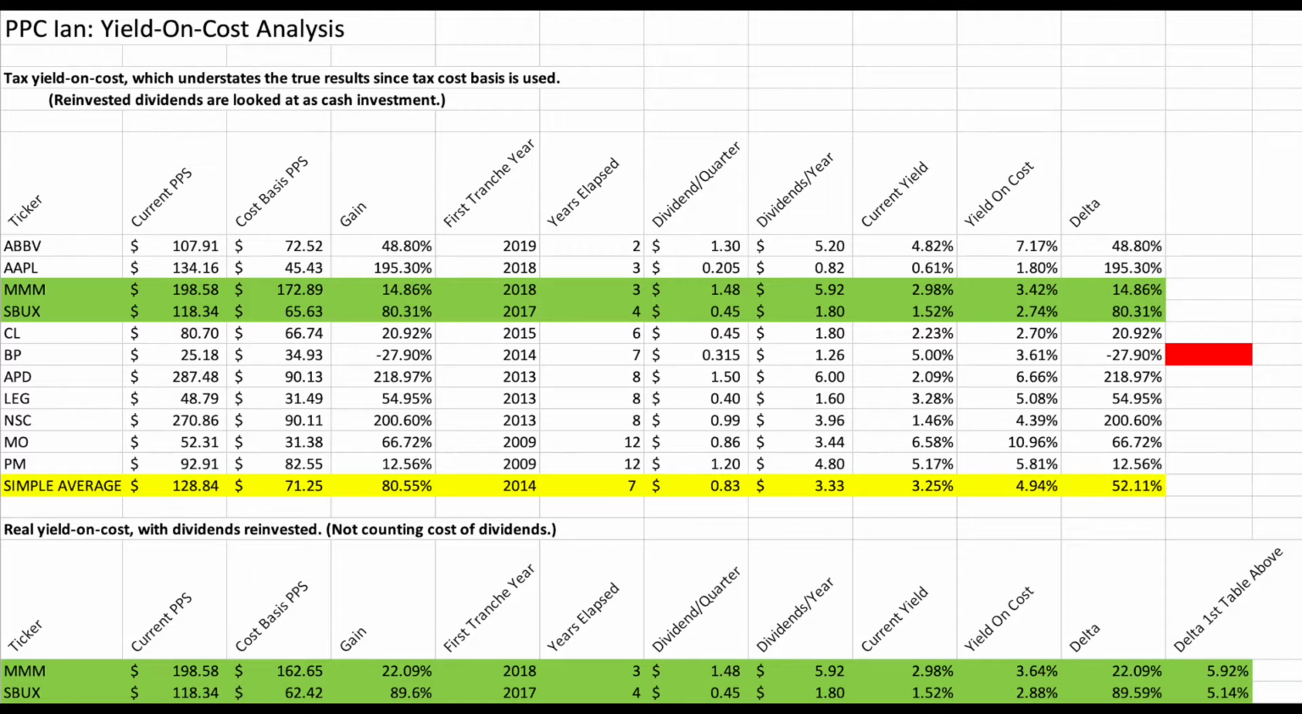Next one is BP. This is an example where my cost basis is $35 almost, and it's trading at $25. So I'm down over 7 years by almost 28%. This one's been a loser for me. And you can see the current yield is about 5%, but my yield on cost is actually only 3.61%, and that's because they cut the dividend. And so, yeah, I put a red box next to it as well. This is one that hasn't done so well for me, and I have to be realistic.